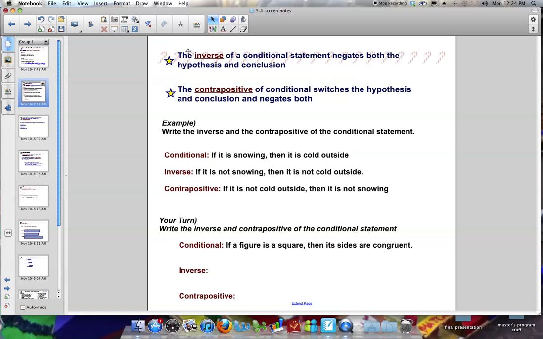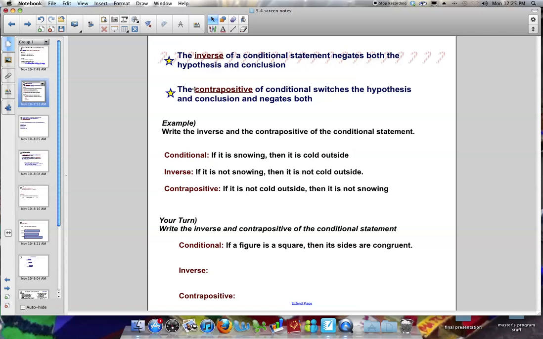We are also going to learn what the inverse of a conditional statement is. The inverse means you take the negation of both the hypothesis and the conclusion. So that means that you're going to take the opposite value of the hypothesis and the opposite value of the conclusion. The conditional, however, will remain in the correct order. If my conditional is, if it is snowing, then it is cold outside, the inverse of that would be to take the opposite value of snowing and the opposite value of cold. So it would be, if it is not snowing, then it is not cold outside.